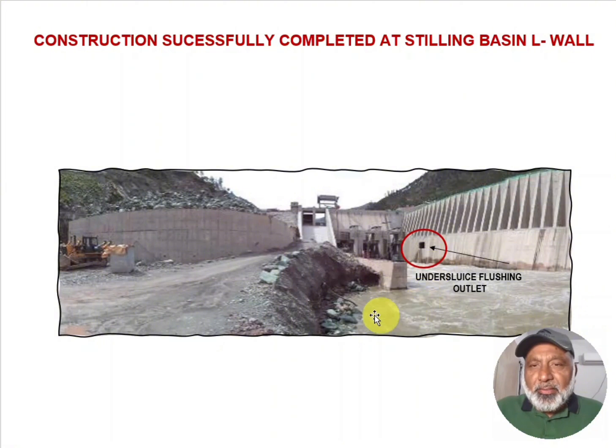In this picture, you can see this is the undersluice flushing outlet. So sediments are removed by this outlet structure that is connected with the undersluice structure.